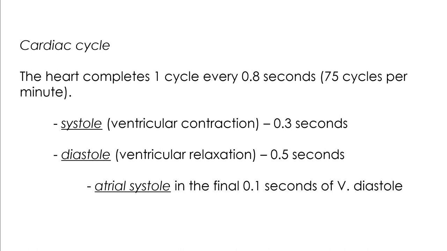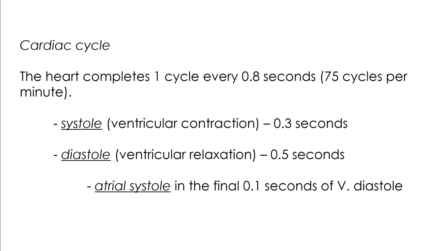Now, you also see on this slide atrial systole. That's in the final tenth of a second that's occurring at the end of diastole. It's not in addition to, but the last tenth of a second of diastole, the atrium is going to contract, and that's going to add that last 20% volume of blood to the ventricles just before we re-enter the cycle with ventricular contraction. So that's sort of an overview and a complete shot of our cardiac cycle.